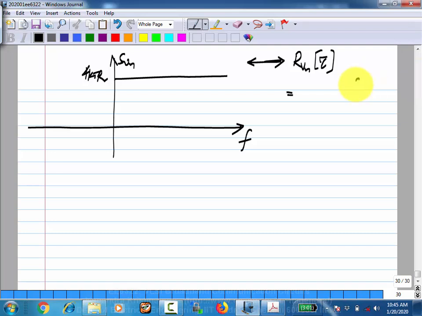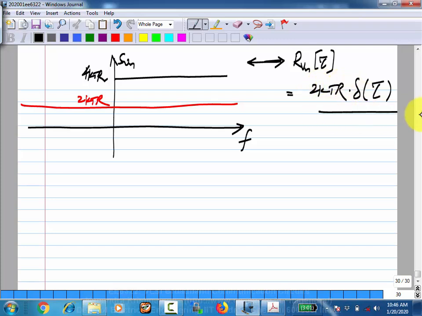What impulse? What is the argument of delta? Tau. Okay, what is multiplying the delta? 2 kTr, 4 kTr, what is it? So you have to be careful with the single-sided spectral density. If the two-sided is 2 kTr, then this will be 2 kTr times delta of tau.